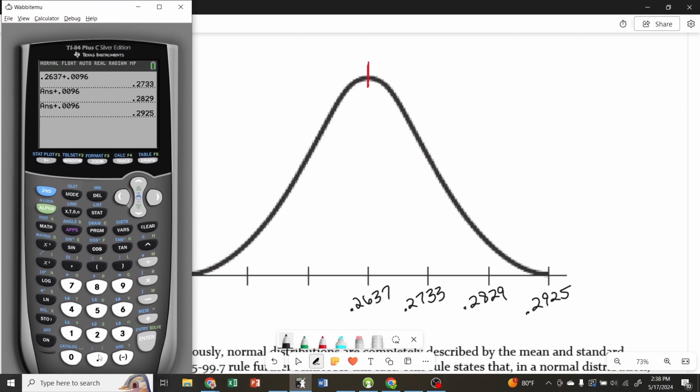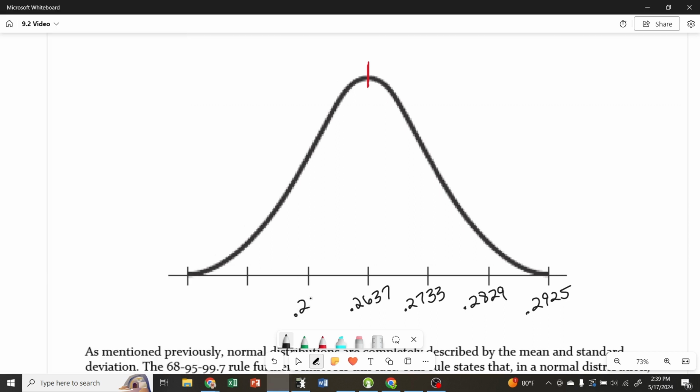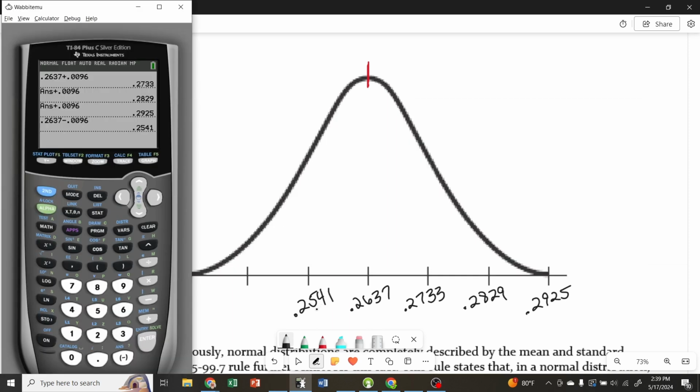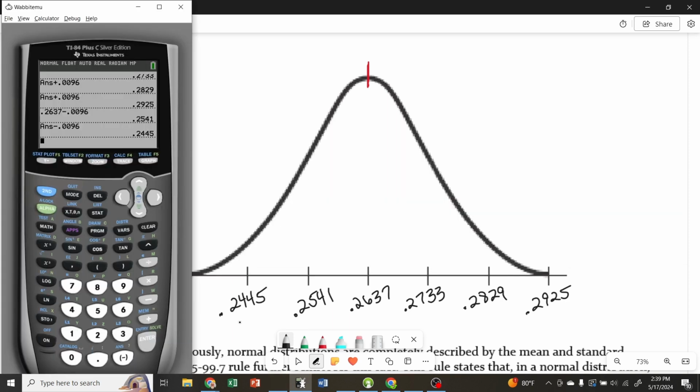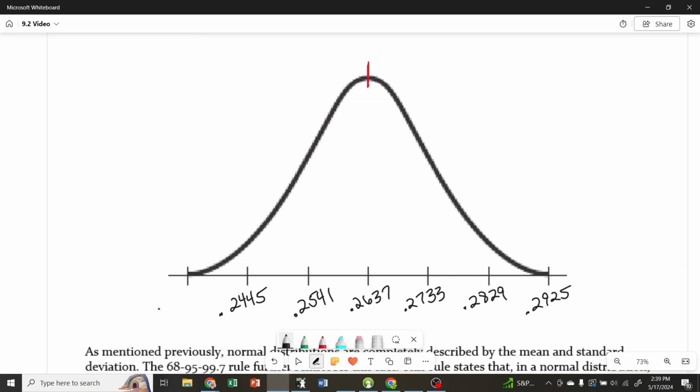So we'll just say 0.2637 minus 0.0096, and that would be 0.2541. And we're going to subtract again 0.0096, and that ends up to be 0.2445. And then one more time to get the third one on the left, and that's 0.2349. All right, and so now that's labeled.